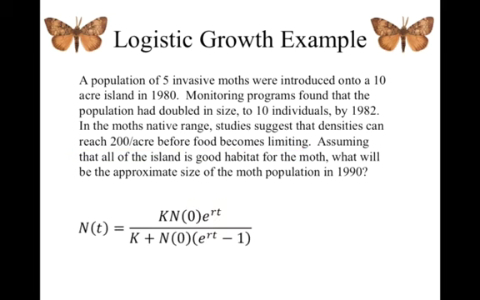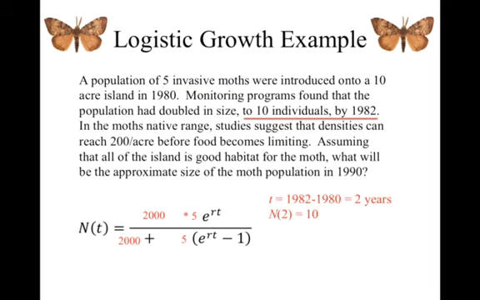So we're going to write our logistic growth equation, and again, that's going to be given to us on the exam. And now we have to find the terms. Well, the carrying capacity, it says we have 200 moths per acre, and the whole island is 10 acres. So that means the carrying capacity for the whole island is 2,000 moths. You can go ahead and plug that in. Next, it says the population begins with 5 of these invasive moths in 1980. So the initial population size is 5.